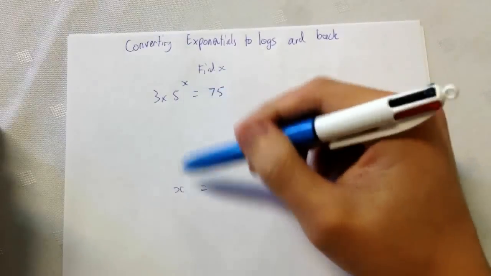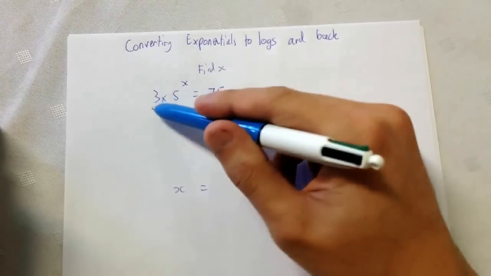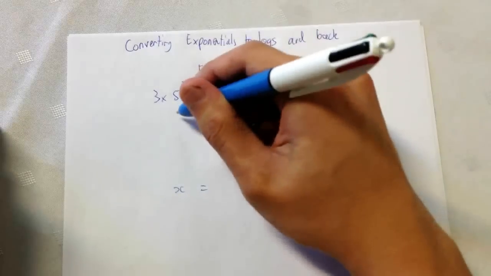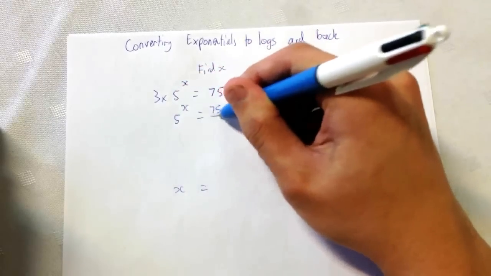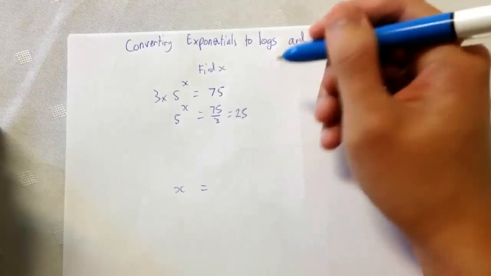So you're going to want an answer like this. All you need to do is just think about everything in the way and get rid of it. The first thing we want to get rid of is the 3. That's the easiest one to get rid of. So 5 to the x equals 75 on 3, which equals 25.